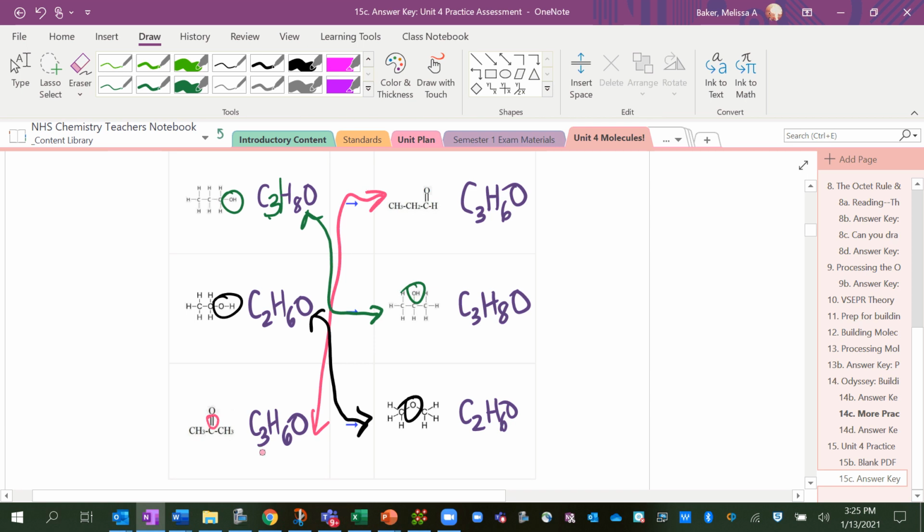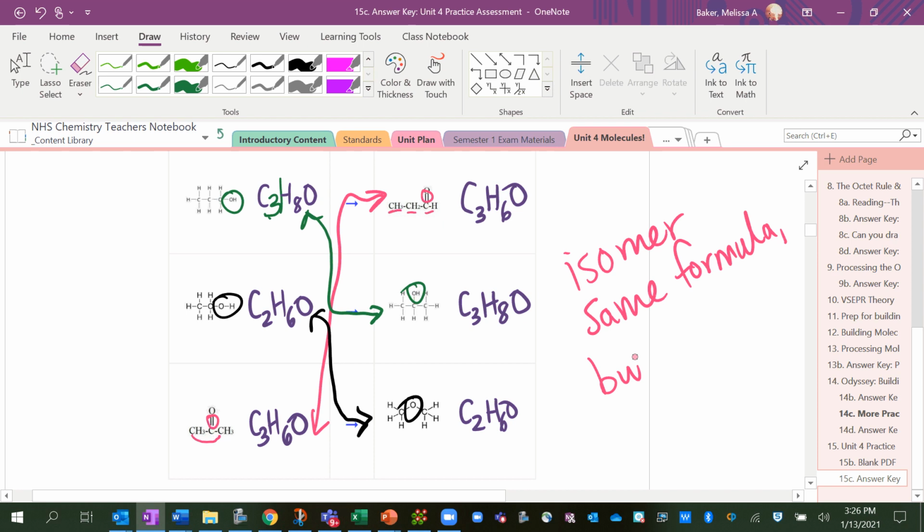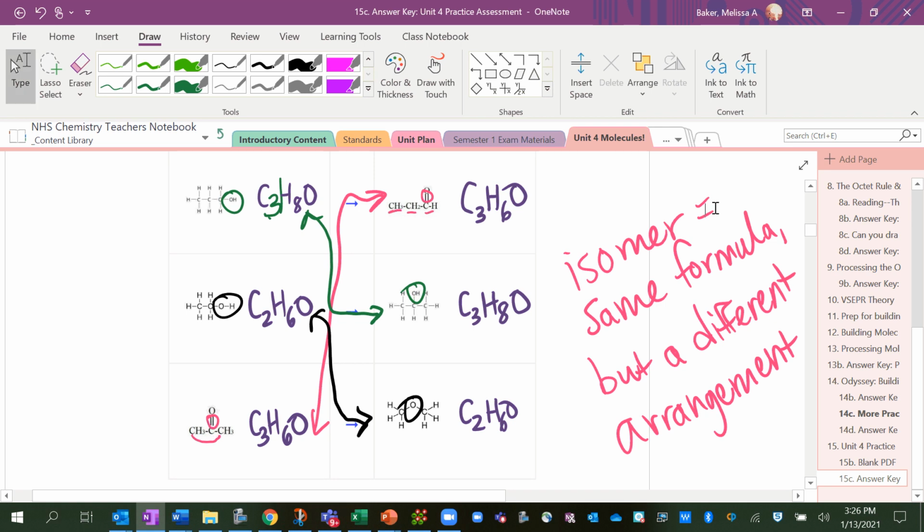We've got the double bond to the O between 2 carbons, and then we've got the double bond to the O after the 2 carbons, so on the end. So again, an isomer is the same formula, but a different arrangement, a different order of the atoms in their bonding patterns. So they have completely different properties.